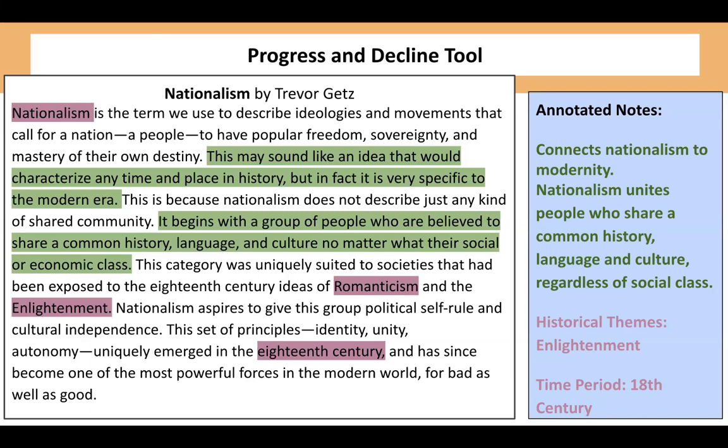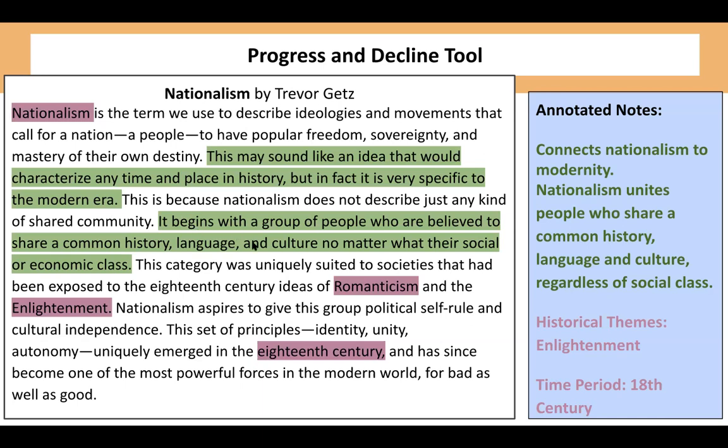and then I noticed there's some key ideas and themes here that seem pretty important. So like romanticism, and the Enlightenment itself. And then I'm seeing that it happened during the 18th century, which is important to know. And then I also highlighted in green here the idea that what nationalism is, it's very specific to the modern era, which is pretty important. And it actually reminds me of modernity, which might be something I want to add also in my context. So this could also have been in purple as well.